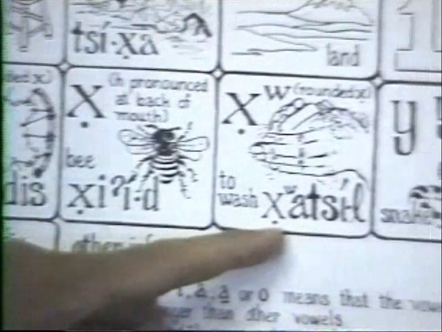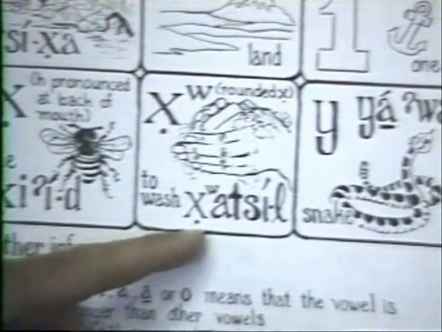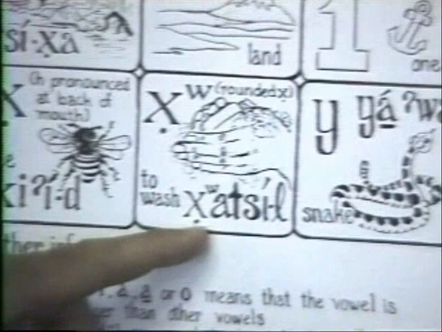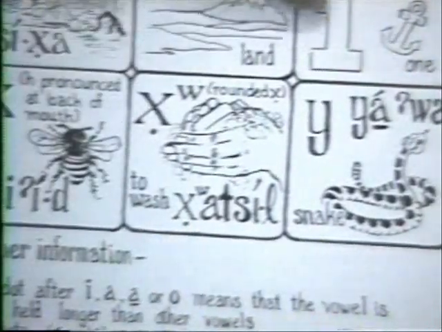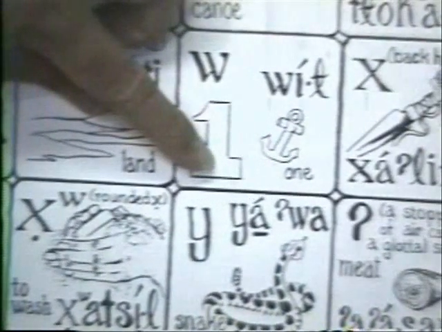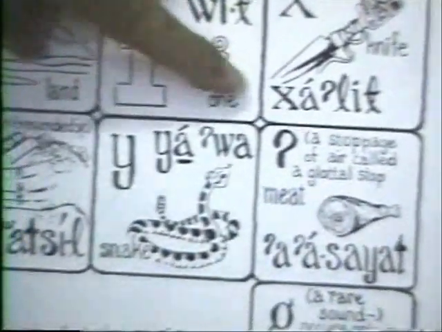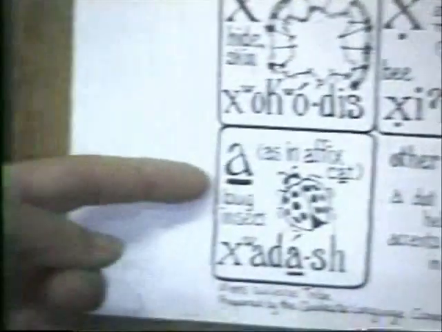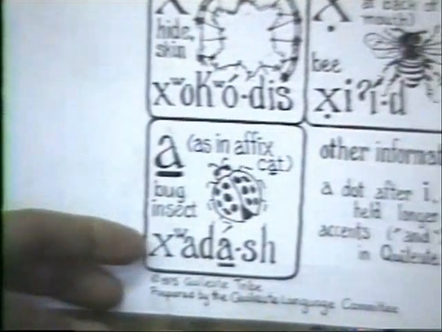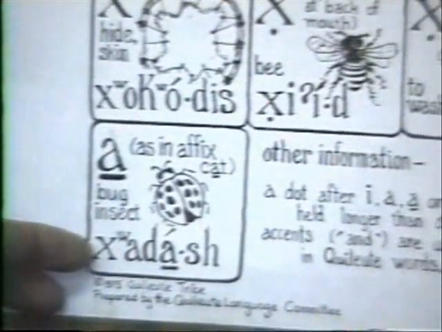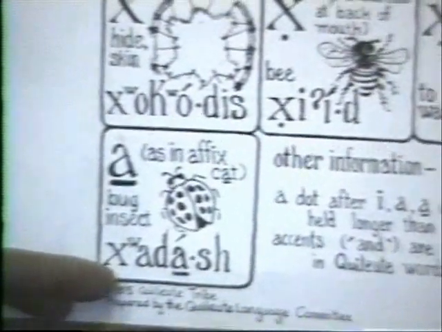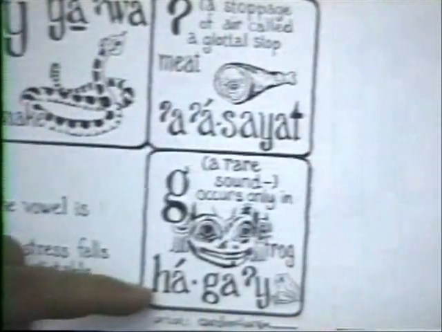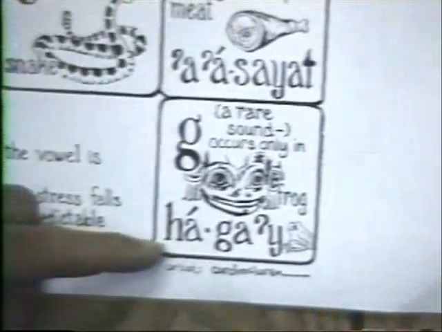Ch-ed. Ch-ed. Back XW. Qu'tsail. Qu'tsail. Don't be afraid if you get a little phlegm up there. Yetwa, the word for snake. Stop sign. Sayat. A line. It's pronounced as an A. Qwdash, the fourth of the Quileute vowels, along with A, I, and O. A line is an A sound. Qwdash. And infrequent G. Hagai.